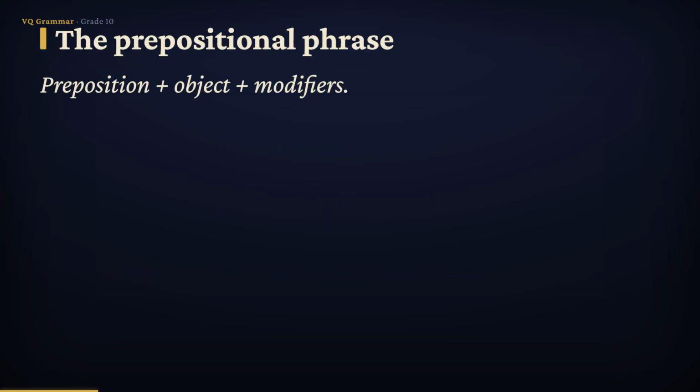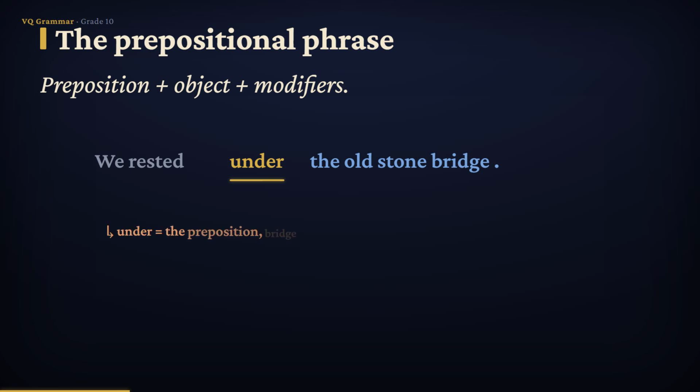Here's the thing. A preposition almost never travels alone. It drags a little group of words along with it, and that group has a name, the prepositional phrase. Take this sentence. We rested under the old stone bridge. We rested tells us what happened. Then under, there's our preposition. And the noun bridge is the object of the preposition. That is simply the word the preposition points to.